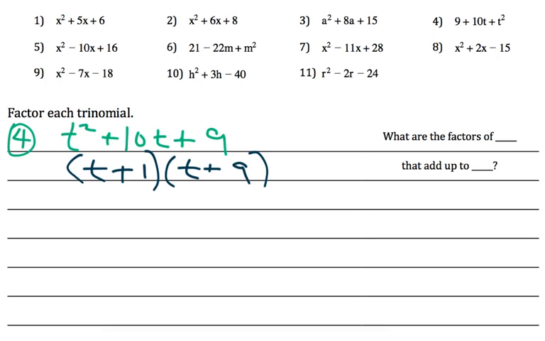Now pause the video to do a FOIL check in your head, because I'm moving on. 5 we've already done, and here is 6. All right, this one, 21 minus 22m plus m squared, that's shuffled around again. So I'm going to write the variables in descending order. m squared minus 22m plus 21.